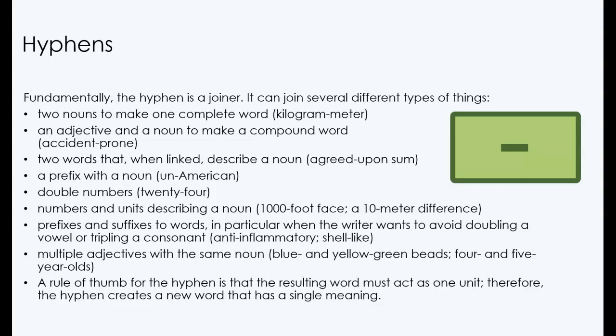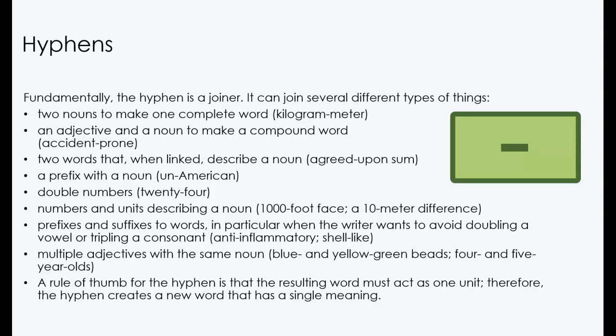Two nouns to make one complete word, an adjective and a noun to make a compound word, two words that when linked describe a noun, a prefix with a noun, double numbers like 24, 35, numbers and units describing a noun, like a 1,000-foot face or a 10-meter difference, prefixes and suffixes to words. In particular, when the writer wants to avoid doubling a vowel or tripling a consonant, like anti-inflammatory.